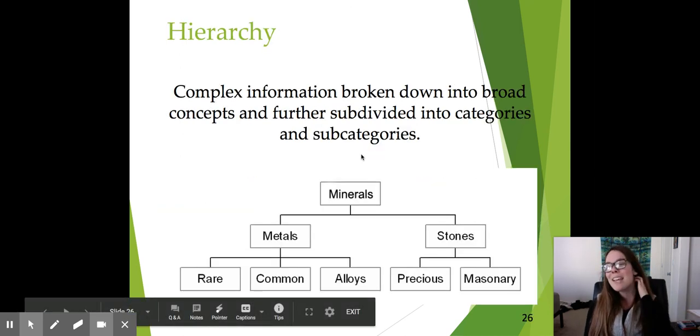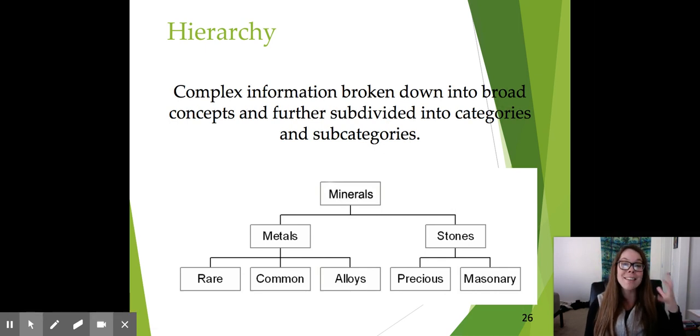And the last one for our first video is hierarchies. And these are so important. Like, I am a hierarchy person. This is why I love you guys doing graphic organizers, because it creates hierarchies to help you break down broad information into subgroups and subcategories for you to understand.